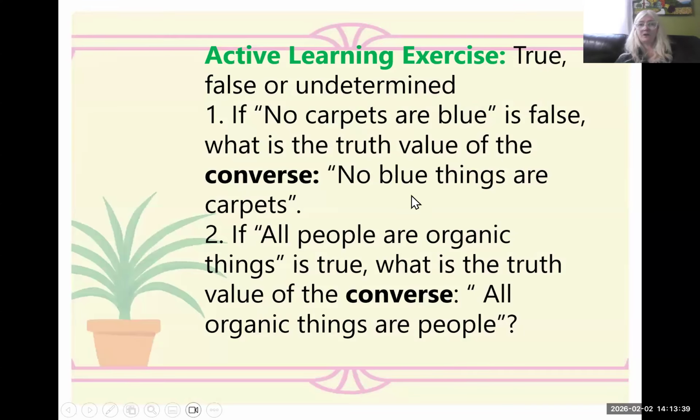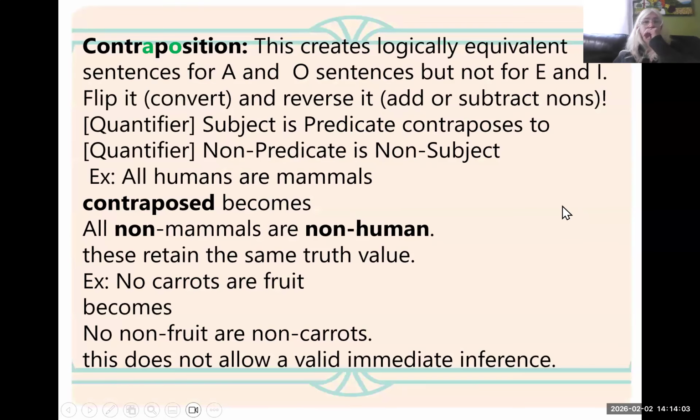So convert these two and determine true, false, or undetermined. If "no carpets are blue" is false, what is the truth value of the converse? No blue things are carpets. If "all people are organic things" is true, what is the truth value of the converse? All organic things are people. Remember, if it doesn't work, then it remains undetermined.